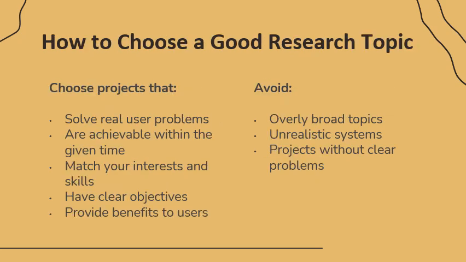Now, how to choose a good research topic, right? You can choose projects that can solve real user problems that are achievable within the given time. Match your interests and your skills. If you don't have the interest and you don't have the skills, then please avoid. You must have clear objectives of what needs to be done and provide benefits to the users in the end. You should avoid overly broad topics, so don't be too ambitious. You should also avoid unrealistic systems, and you should avoid projects without clear problems. Very important for you to follow this.